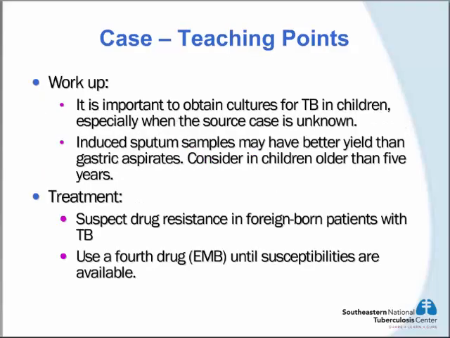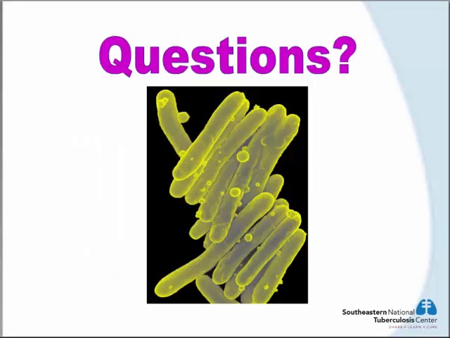Other things that we learned from this case is that it is very important to obtain cultures in children, especially when the source case is unknown, and that induced sputums may actually be better samples than gastric aspirates in older children. So we should be considering that in older children. And for treatment, remember that we need to suspect drug resistance in any foreign-born patient with TB and use the fourth drug, ethambutol, until the susceptibilities are available. So now we can have time for questions.